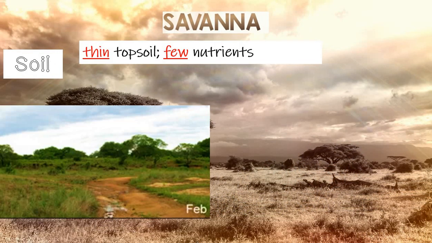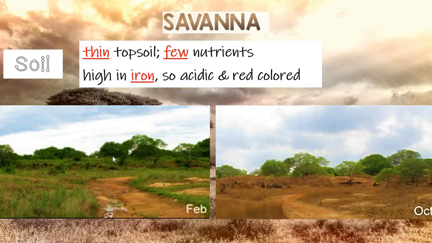The soil in the savanna is very, very thin. It's got this topsoil layer where the grass grows, but there aren't a whole lot of nutrients because that layer is so thin and because there's a lot of clay underneath. The soil is very high in iron, and because of that, that makes the soil very acidic and red colored. So though grasses can grow, it isn't the super rich layers and layers of dark colored topsoil that we find here in our temperate forest in Virginia. It's just a thin layer of topsoil on the top.